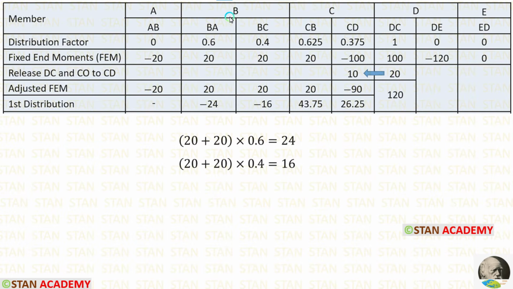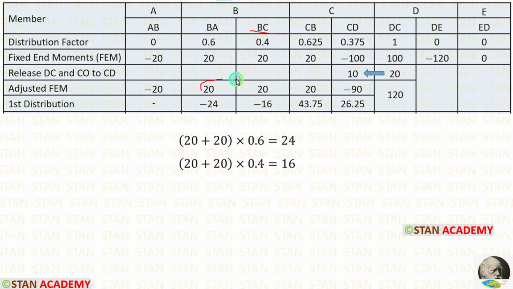Now let us do the distribution in the joint B. First, let us do for BA. For that, we have to add these two fixed end moments and then multiply with the distribution factor at BA. When we do that, we are getting a positive value. So we must enter inside the table as negative. Now let us do the distribution for BC.